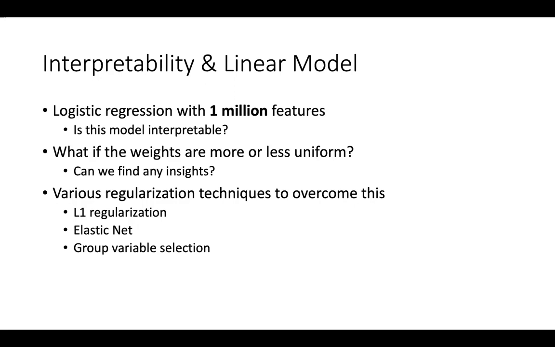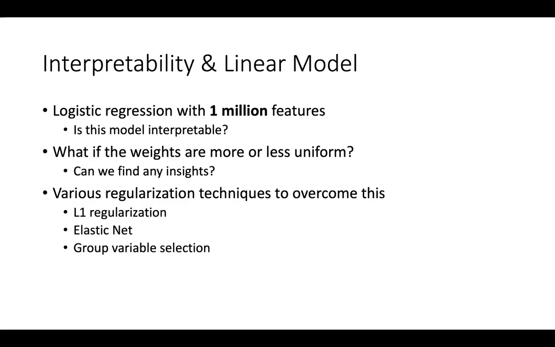And to make things worse, what if your weights are more or less uniform? As I said, even if you have a lot of features, you can still rank them by their magnitude. But if all of your features have more or less the same weights, then what would happen? Everything is like 0.01, 0.01, 0.01, or negative 0.01, 0.02, something like that. It's a very, very minuscule difference between the feature strengths. In that case, can you say that there are any interesting insights that you can find from the model? Can you call that model interpretable?